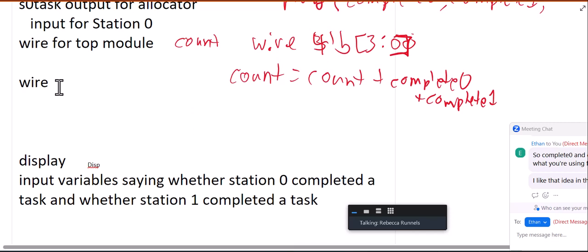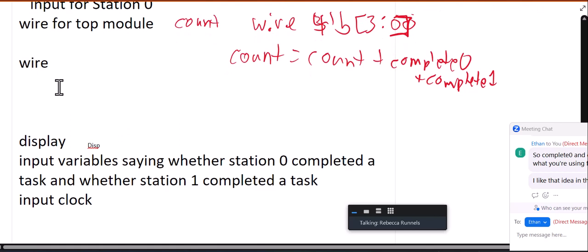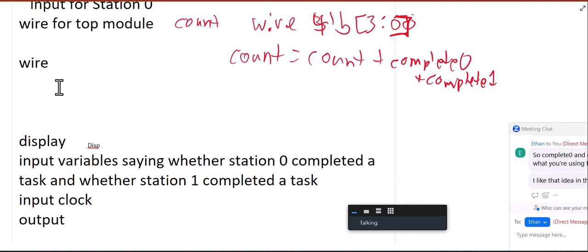And let's see what else. I also had my input be a clock, because I wanted this to happen on the positive edge of the clock. I didn't want it adding all the time. I only wanted it to add once every clock cycle. So once every clock cycle, look and see, has a task been completed? Yes, let me add that. And my output was my 7-segment display and AN.